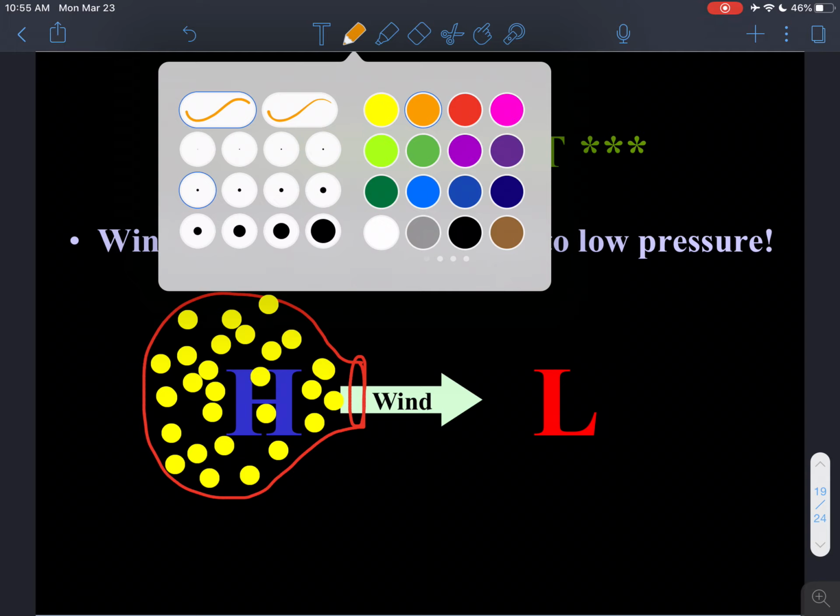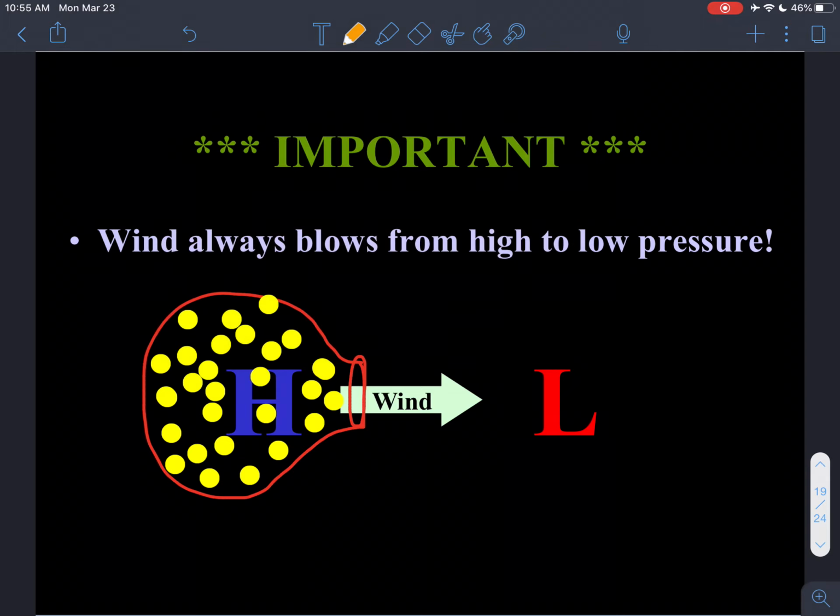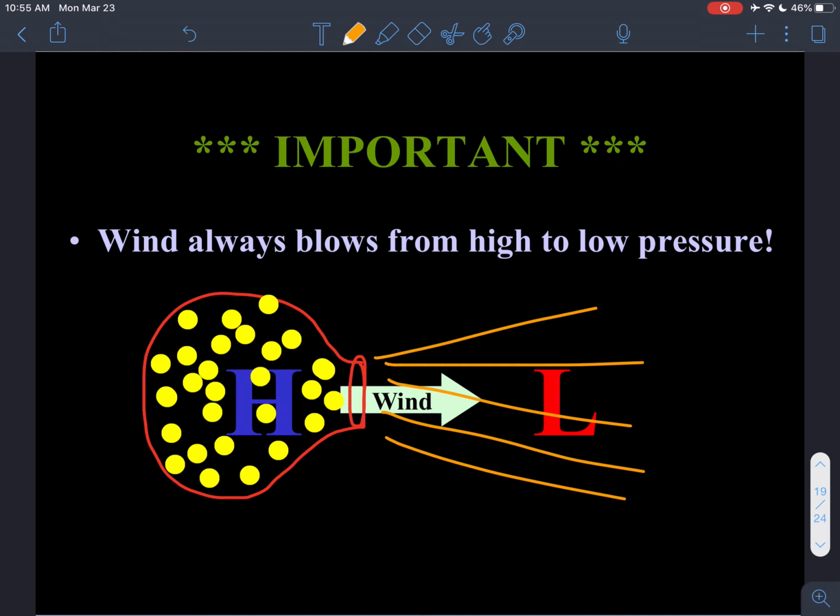So they always blow from areas of high pressure to low pressure. If you were to release that balloon, all those air molecules would blow outwards in that direction. So it's always going to be from high to low pressure.